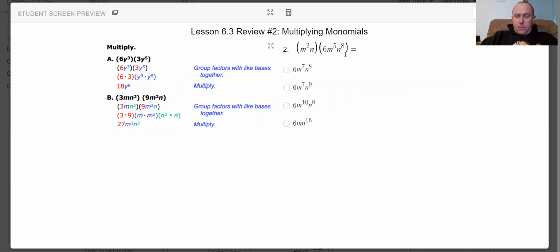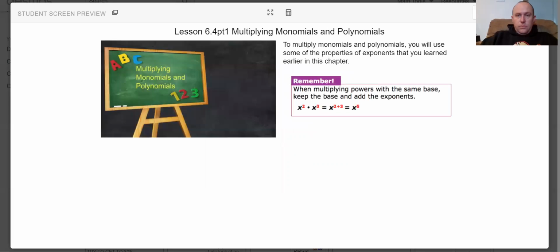And for this one here, there's only one number, which is the 6. I see m's and n's, so I'm going to combine the m's. I see m squared, and I see m to the 5, and 2 add 5 is 7. So I know it's between these 2. And then here's an n, and here is n to the 8. Remember, n is n to the power of 1, so 1 add 8 gives me 9. And that will be my correct answer for that one.